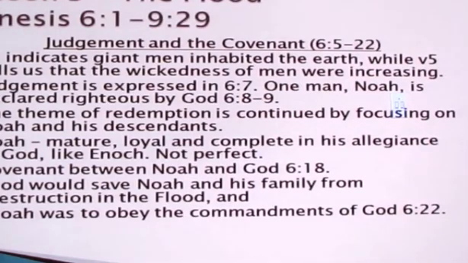In 6:22, it says Noah was to obey the commandments of God. And you will see this type of thing right through the Old Testament, especially when it comes to Moses, God giving him the law. You'll always see at the end of certain chapters, Moses did as God commanded him to do. All the Israelites did as Moses commanded them to do, because that's part of the covenant.